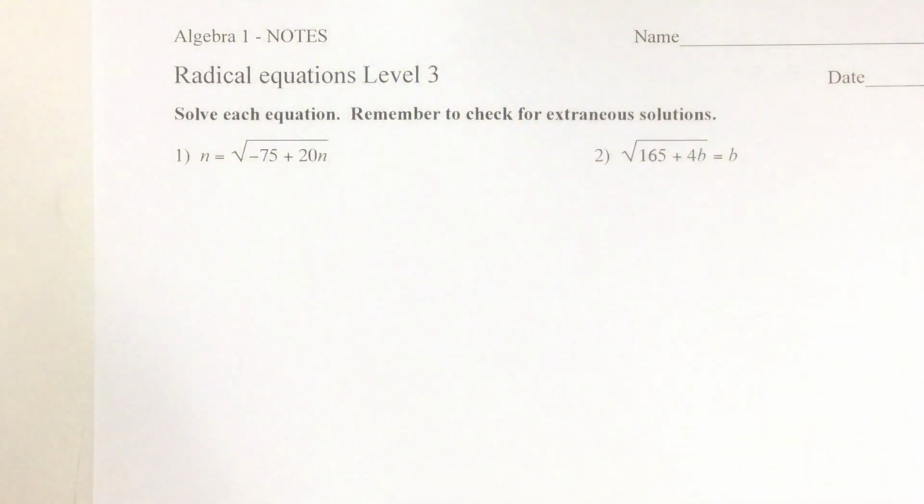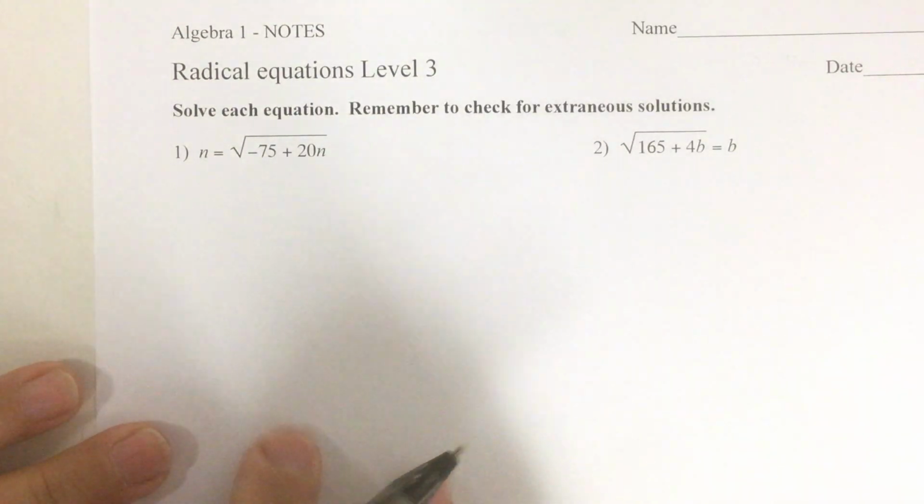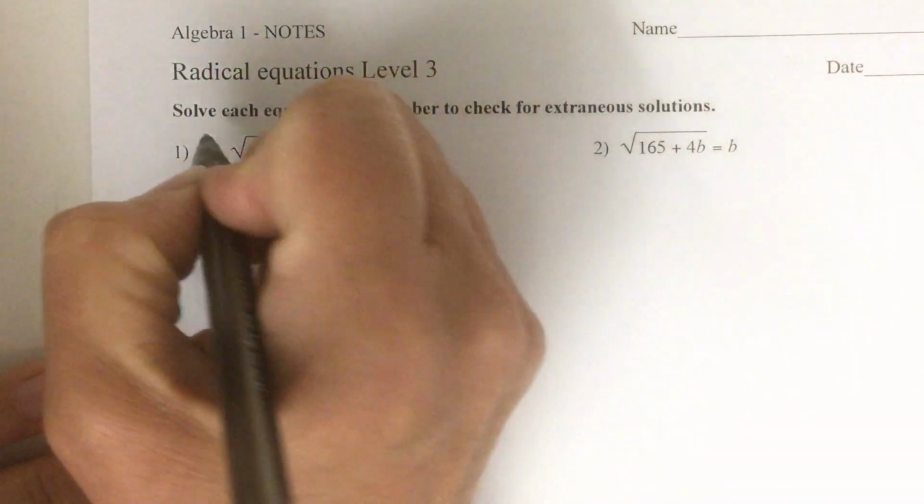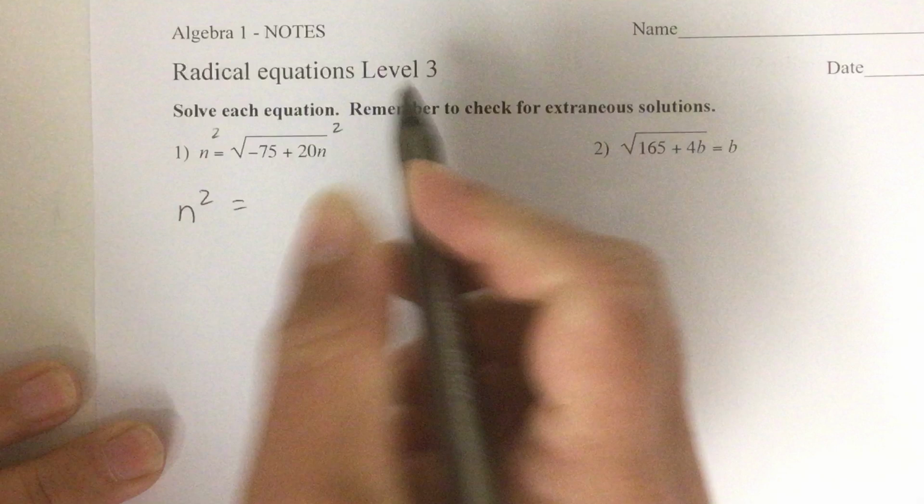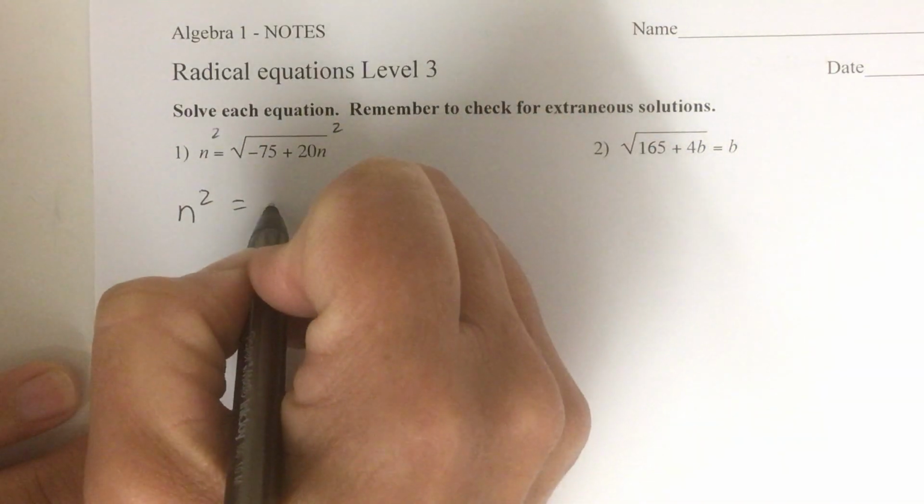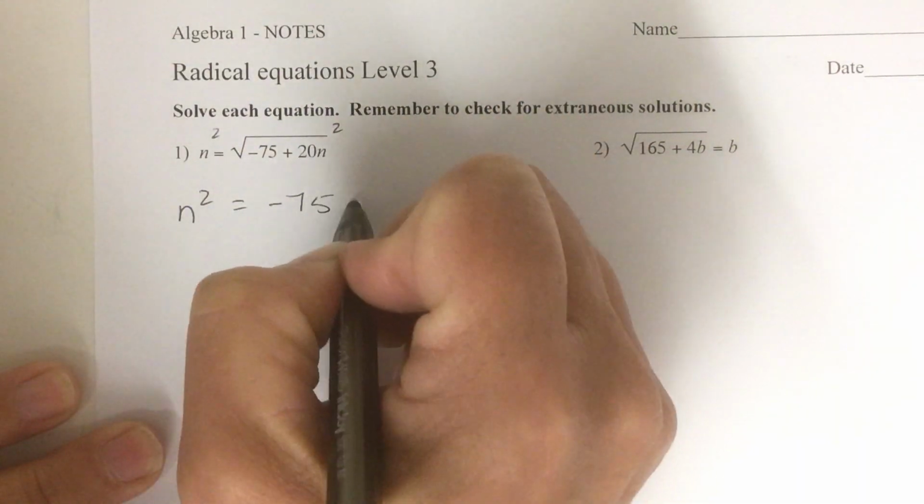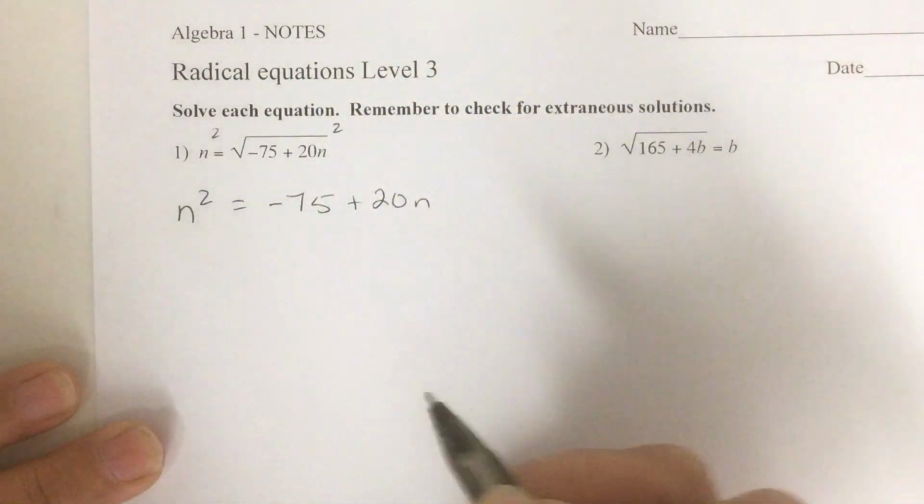All right, in this video, I'm going to show you how to solve radical equations that I call level 3. It's where you have a radical equal to a variable. So when you square both sides here, you're going to get an n squared, and then the square root box goes away, just like we've been doing. So negative 75 plus 20n.